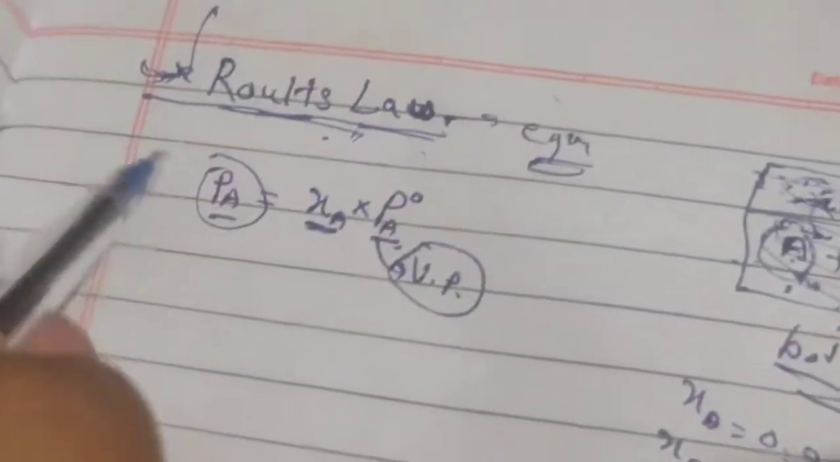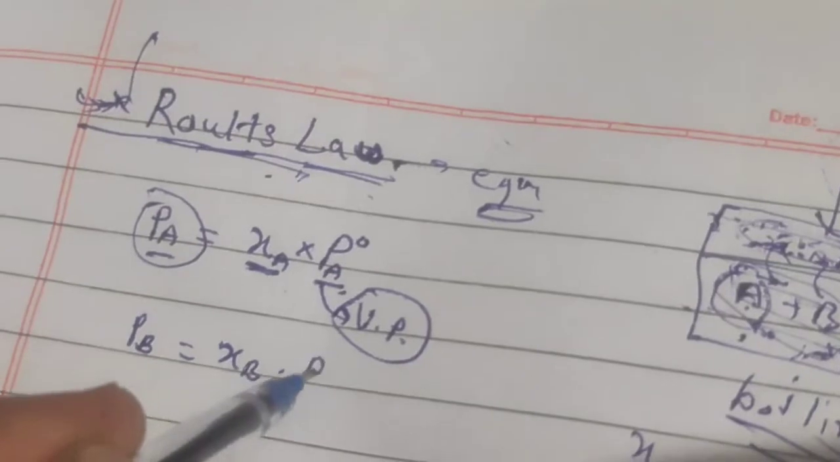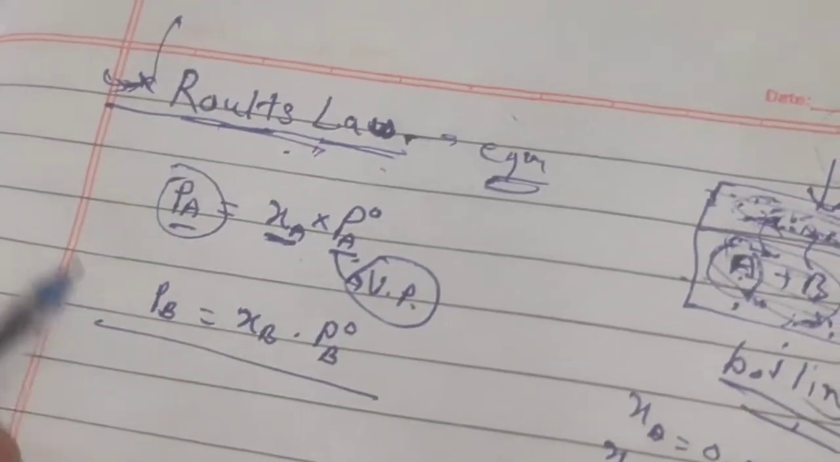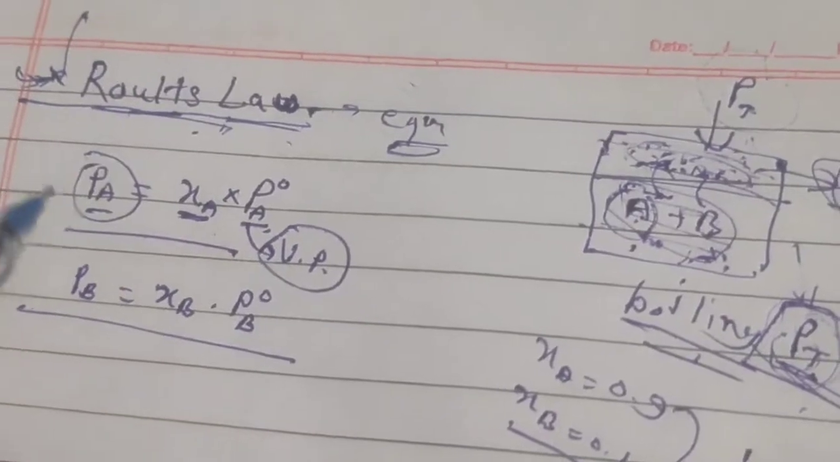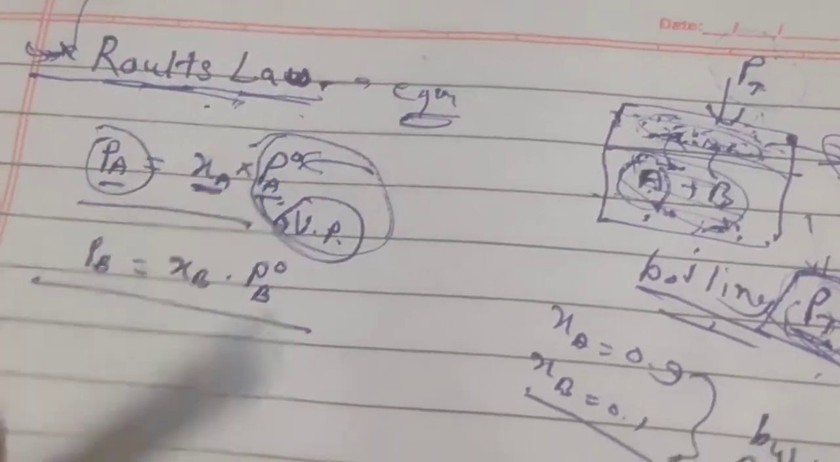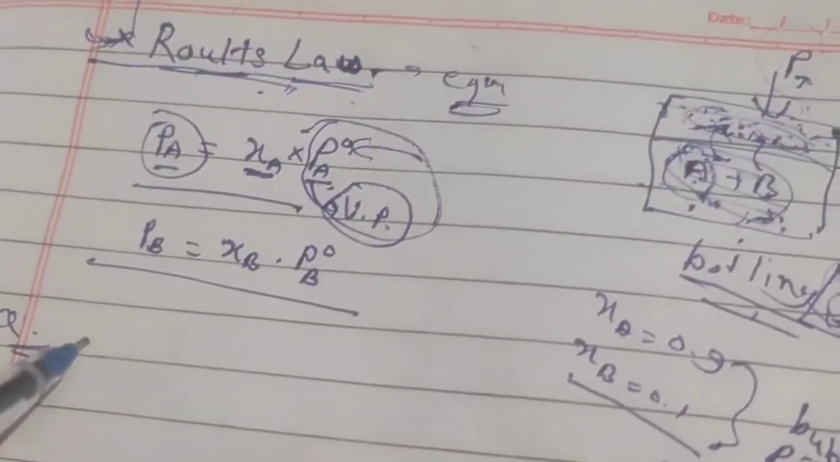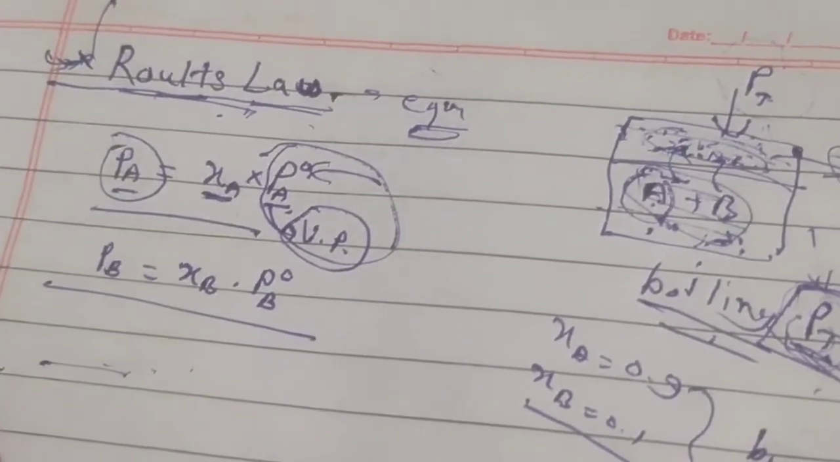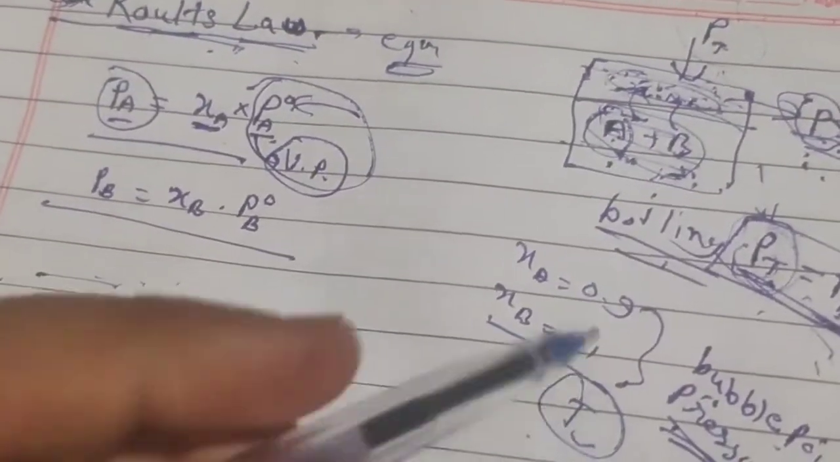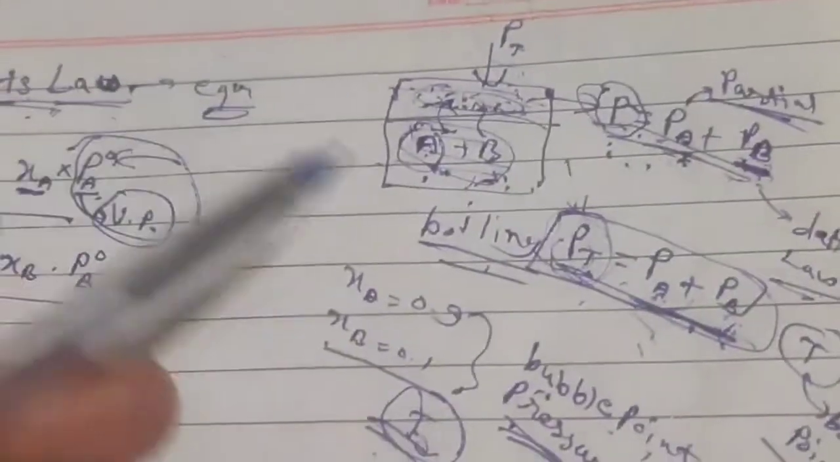For PB also it will be XB into P naught B. That's very simple. So far so good. You can get the PA just by using this formula. Now the thing is how to calculate the vapor pressure. In the question they can already give you the vapor pressure, so they can say that this compound has, at this temperature, this vapor pressure. Then you have to calculate the pressure at which the mixture will boil. That's simple. But what if they don't give it?